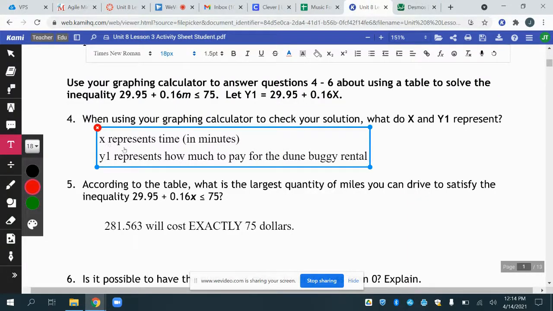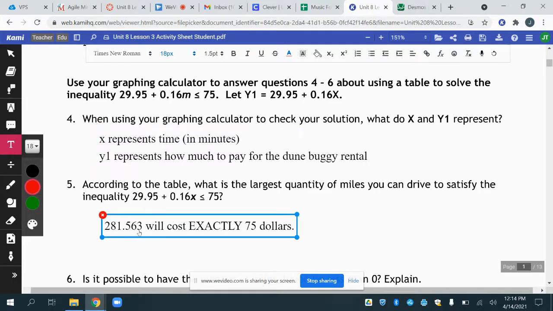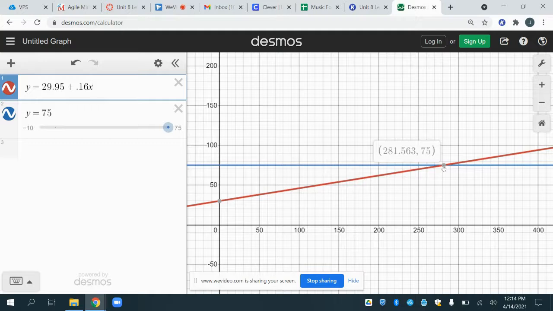Okay, so that's what we've got. X represents time in minutes. Y1 represents how much they pay for the dune buggy rental. Okay, and now we got this number right here. I'm actually going to change it to 25 because that's correct. Here they rounded it, so it says 0.63.